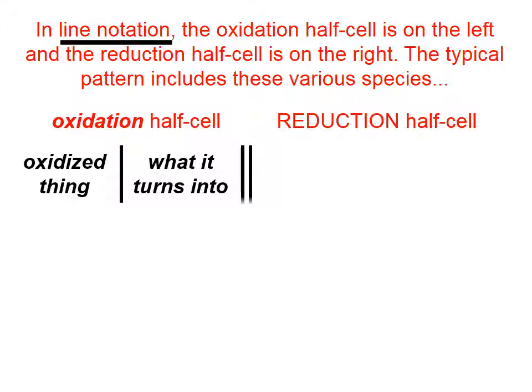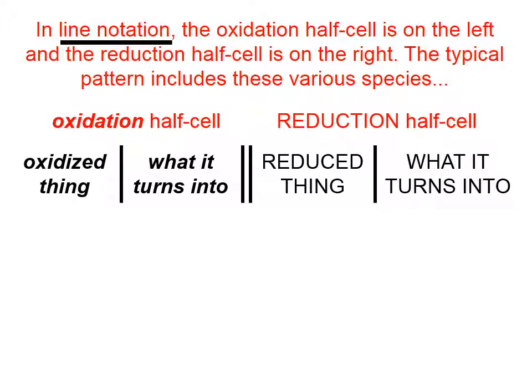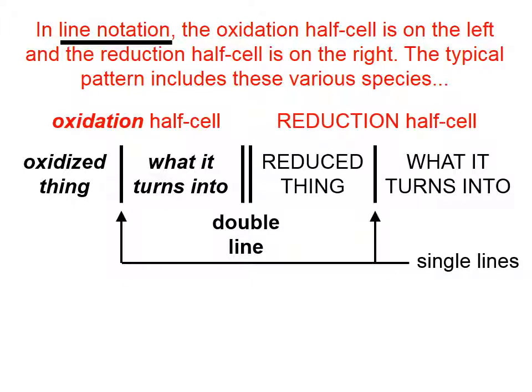So if we are given an equation, that kind of gives us a hint as to what we need to put where. Then, between the two half cells, we put a double line, and for the reduction half cell, we first write the thing that is reduced. This is a reactant. And then we put a single line, and then we write the formula of what it turns into. So we note that there's a double line there, and there are single lines there.